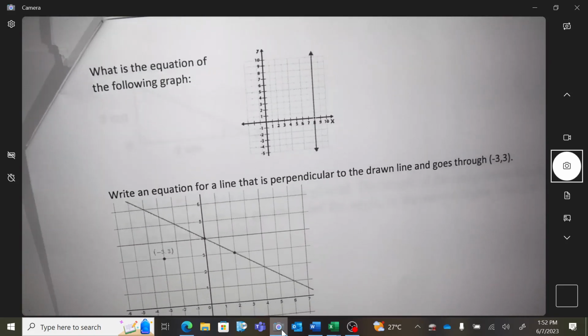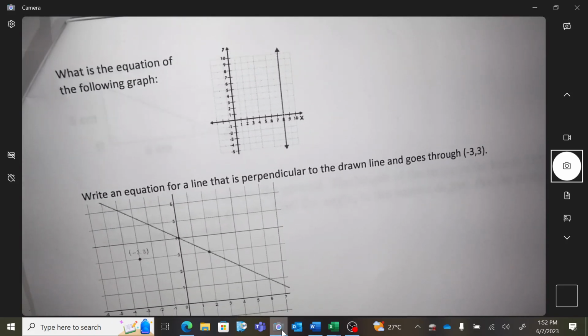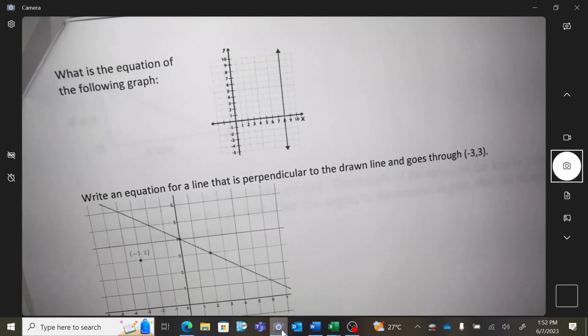Okay, write the equation of this graph. There's a few of these on your exam. Okay, it's a special line. This is special. It's special because it's straight up and down.